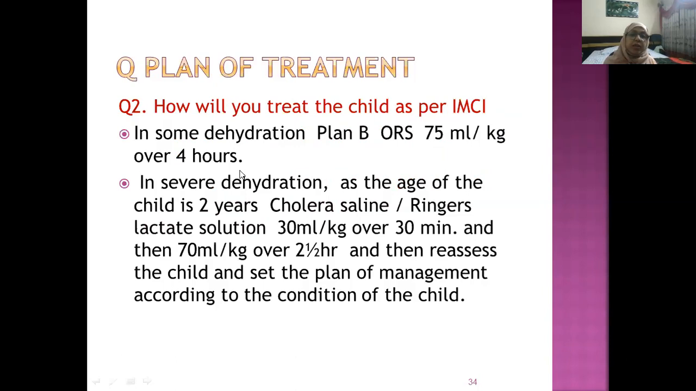In severe dehydration, when the child is more than 12 months, when the age is 2 years, then cholera saline, and the amount of fluid will be 100 ml per kg, but the duration of fluid that you have to give for this child will be 3 hours. In the first slot, you have to give 30 ml per kg over 30 minutes, and then 70 ml per kg over 2.5 hours. And assessment will be as I have mentioned in my previous slide.